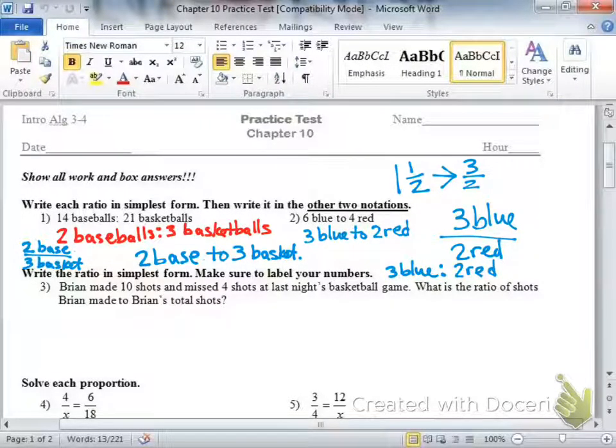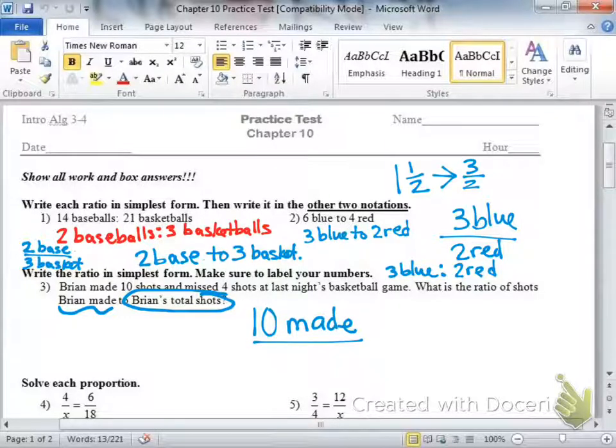Alright, number 3 says Brian made 10 shots and missed 4 shots at last night's basketball game. Write the ratio of shots Brian made. So we want made on top. Total shots on the bottom. How many shots did he make? 10. How many shots did he take total? 14. How'd you get 14? You added. If he made 10 and he missed 4, that means he stood up and shot the ball 14 times, right? It either goes in or it doesn't go in.